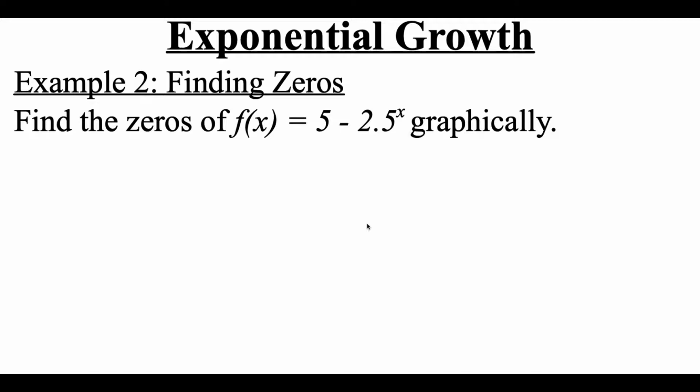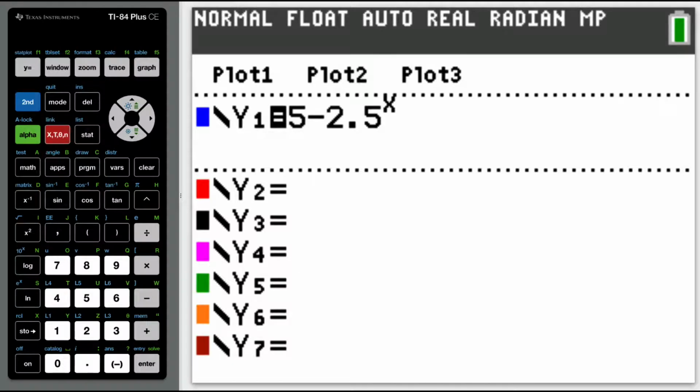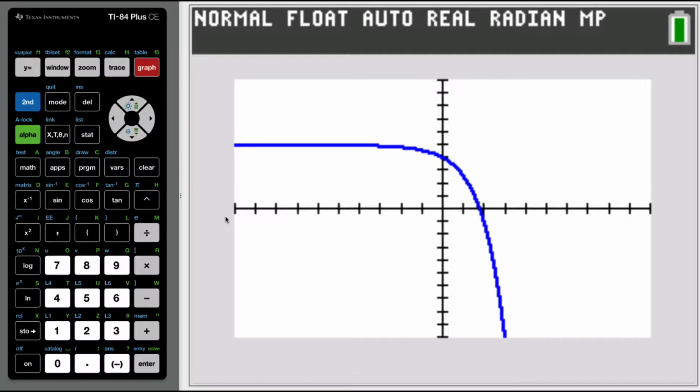Now in this next example, we're going to be finding zeros of the function f of x equals 5 minus 2.5 raised to the x, and we're going to do that graphically. So I'm going to graph this out on my calculator. I already have that function typed into the y equals screen. So if I hit graph, I'm going to get a picture that looks something like this.